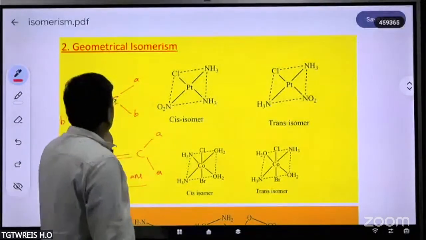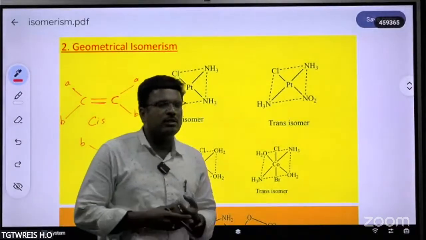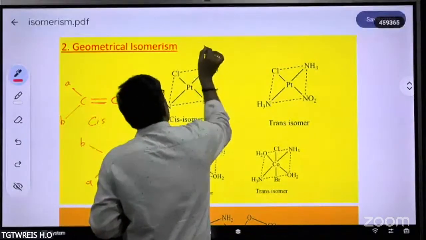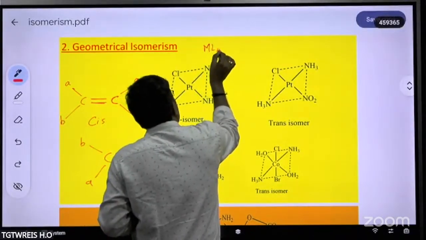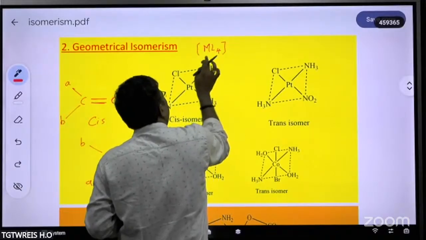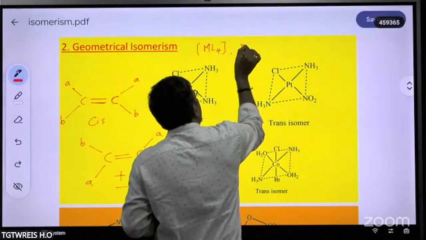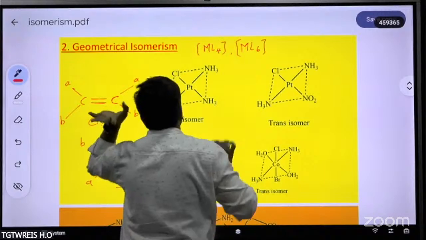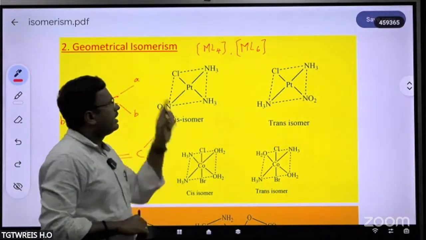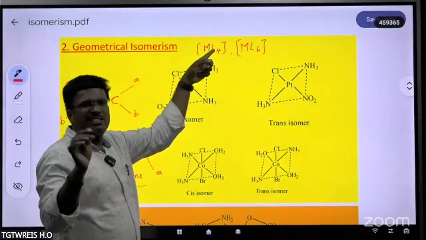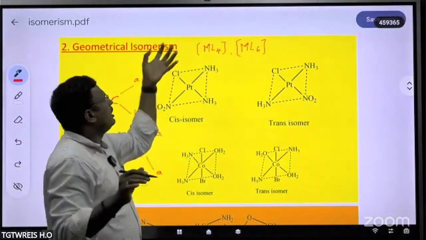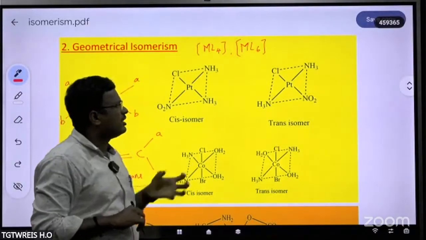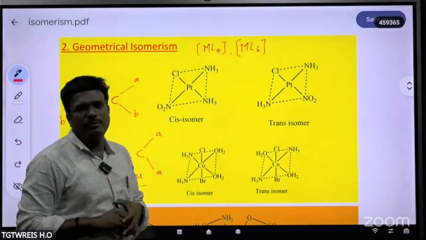In coordination compounds, geometrical isomerism is shown by two types of compounds. Number one is square planar complexes, like ML4, and number two is octahedral complexes. These two types of compounds show geometrical isomerism, except tetrahedral compounds. Geometrical isomerism is nothing but cis-trans isomerism.